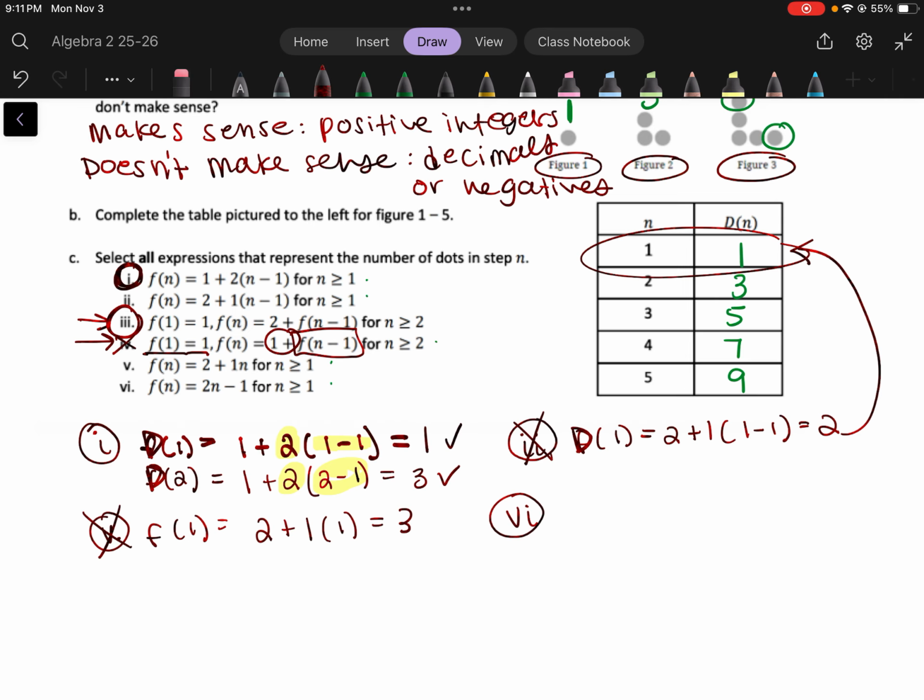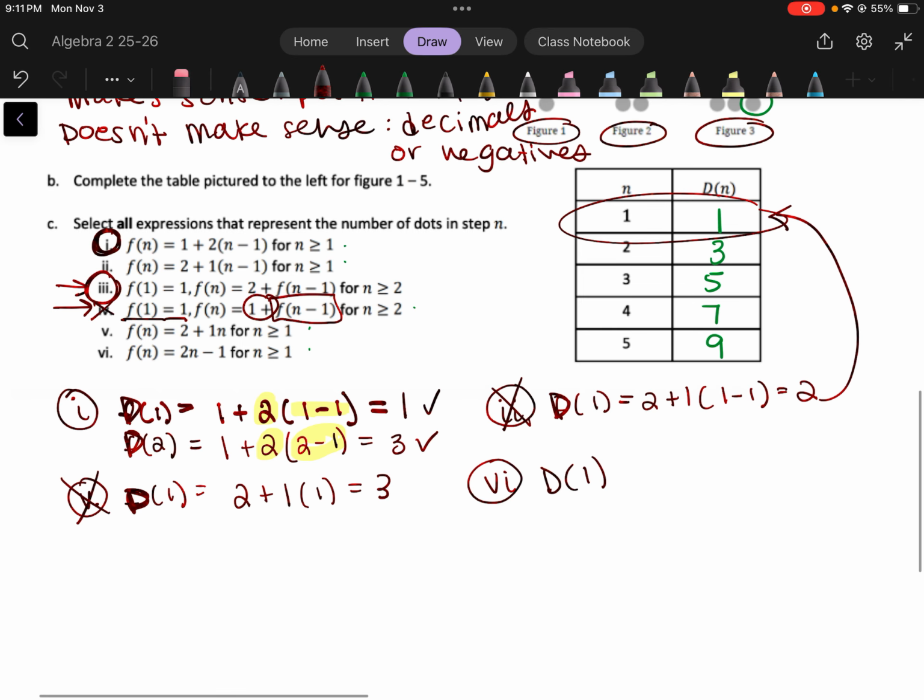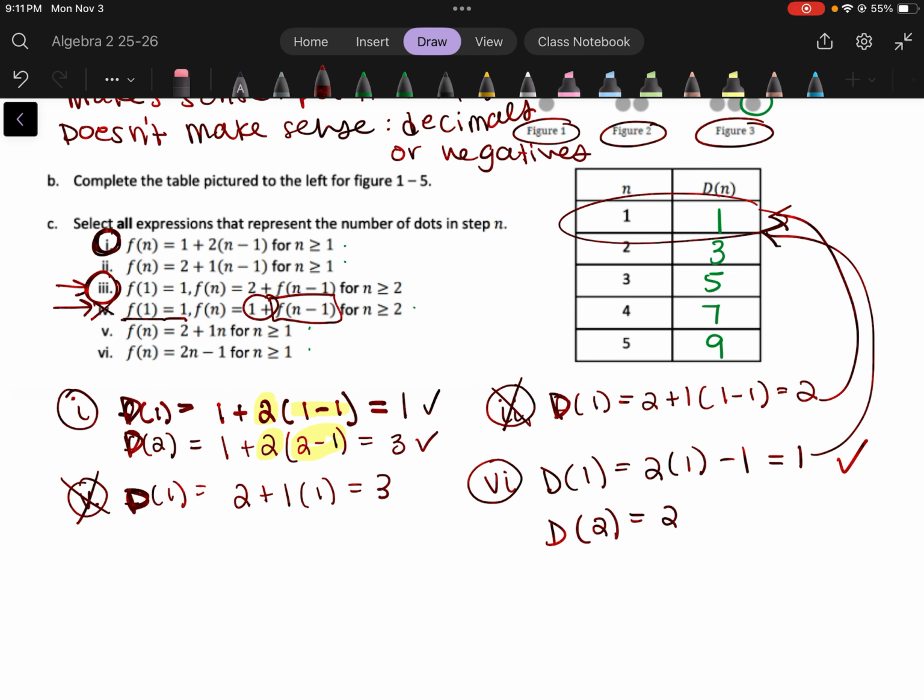All right, so D of 1, again, this should be a D, but I'm just testing the point, so that's okay. So D of 1, I'm on the last one, is 2 times 1 minus 1. 2 minus 1 is 1. If I check it in my table, the first term is 1, so that one works. And then I'm going to try it again. So D of 2, I'm going to plug in 2, so 2 times 2 is 4. 4 minus 1 is 3. So that one also works.